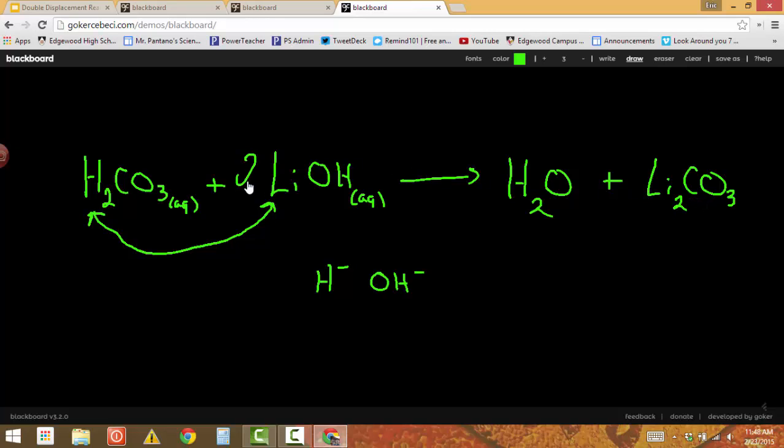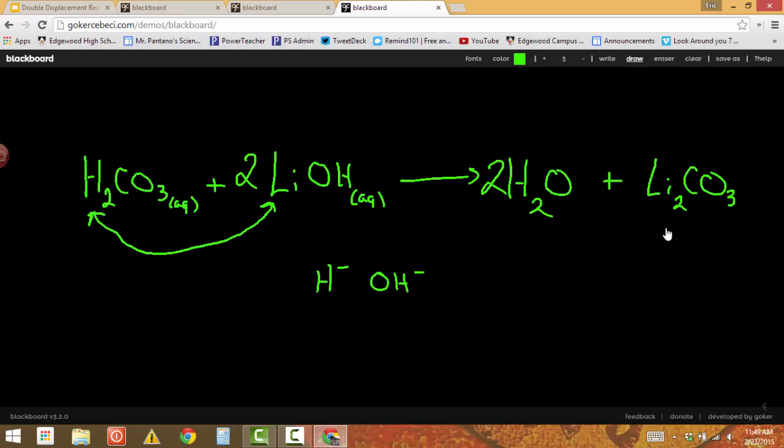Well, I need 2 lithiums over here. So there's my 2 lithiums. That gives me 2 hydroxides. Well, each water molecule contains 1 hydroxide, so I'm going to have to put a 2 there. And that'll give me my other 2 hydrogens, 1 carbonate. Again, no state symbols until I learn my solubility rules.